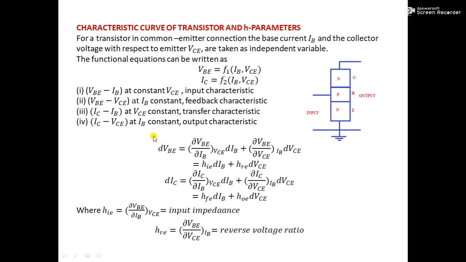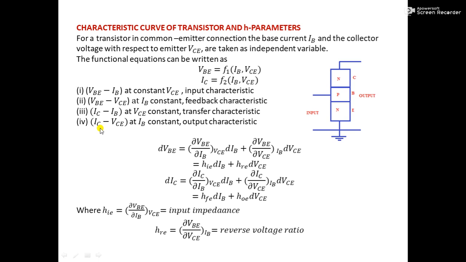The next one is VBE versus VCE with IB taken as constant or as the parameter, and this is termed as feedback characteristics. But these curves are not of very practical importance. So we next move to the next characteristics, which is IC versus IB with VCE as a constant, and this characteristic is termed as transfer characteristics.